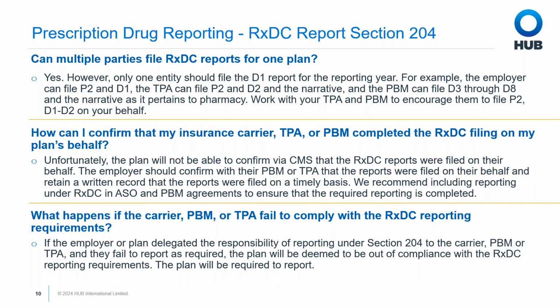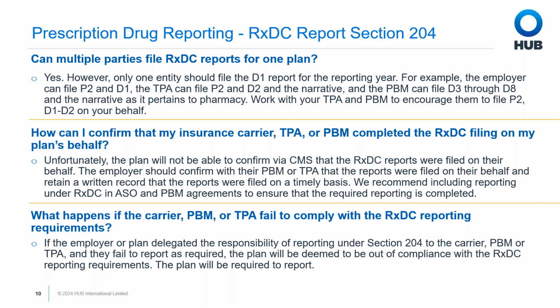Can multiple parties file RxDC reports for my plan? What if I have more than one plan? Well, the instructions that HHS and CMS have developed indicate that more than one entity may file on behalf of the same plan. Very common for a self-funded employer that has an unintegrated self-funded plan, the TPA will be filing some reports while the PBM will be filing other reports. So it is important to understand that you may allow multiple entities to file on your behalf as long as only one D1 report is filed for the 2023 reporting year.